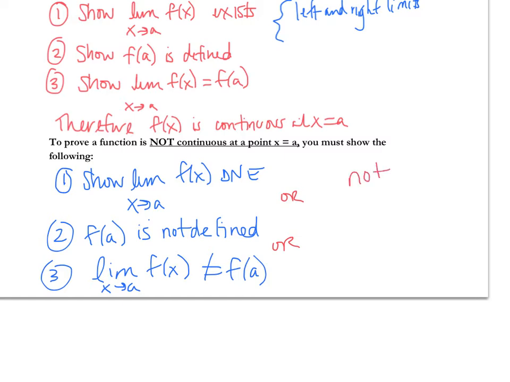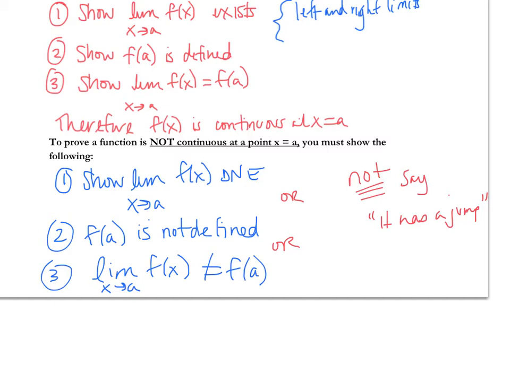You cannot say things like, it has a jump. Okay, that's not good enough. That's not using a mathematical explanation. We have to use one of these three reasons, basically showing one of the three steps to prove it does not work.